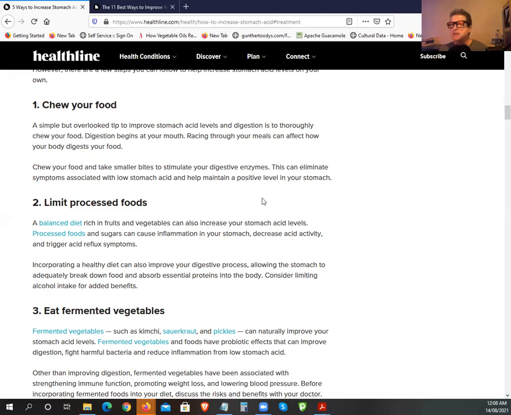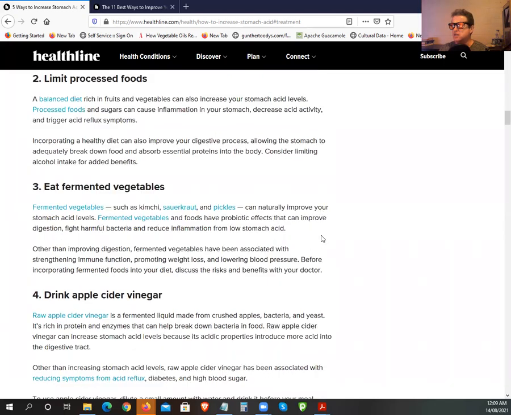Limit processed foods. Well, that's a good idea in general. High kibble food does create a lot of these problems. Eat fermented vegetables. If you've got a lot of issues, that's the last thing you probably want. You need to eat steak and remove the veggies and let the body heal itself. I would rather consume kefir than fermented vegetables.